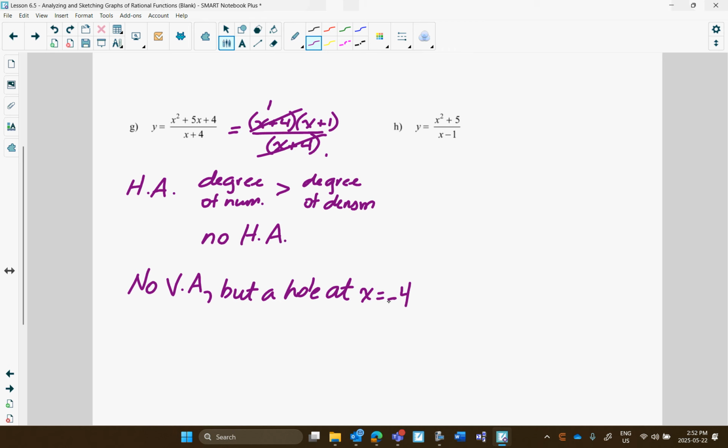And the last example, horizontal asymptote. Oh, sorry, can I factor? No. Horizontal asymptote? None. Same reason as before. The degree of the numerator is greater than the degree of the denominator. No canceling out. Vertical asymptote? x equals 1. Yes.